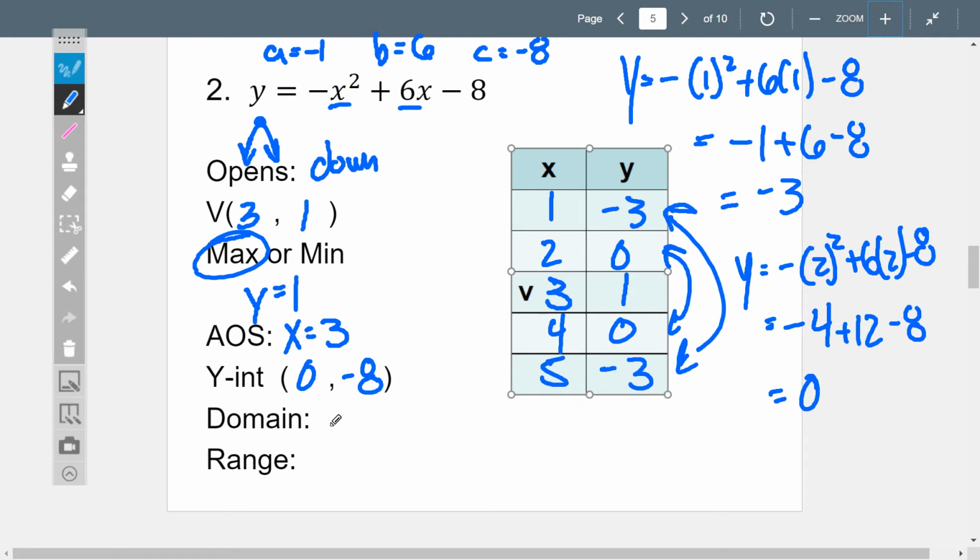Now I can go ahead and answer my domain and range because my domain is all real numbers because it extends infinitely left and right. My range is everything below, because we have a maximum at 1, so it's everything below the maximum. So y is everything less than or equal to the maximum, which is 1. And now I can graph this.